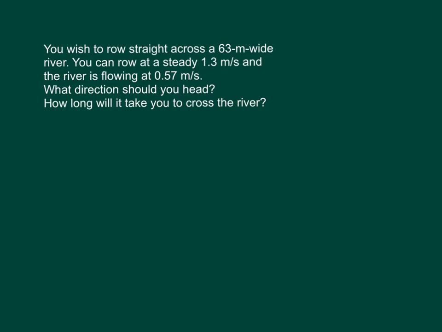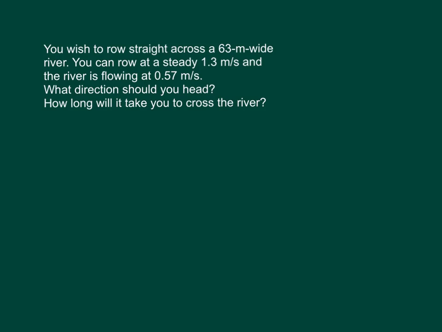So this is a problem involving relative velocity. And since we know the speed and direction of the water flow, and we know the speed with which you can row, we have a little bit of information of how these relative velocities combine. So first, let's make a sketch of the relative velocity vectors to get clarity around the physical situation.